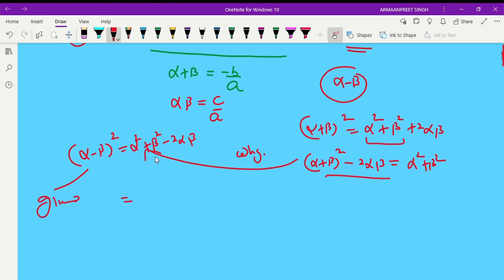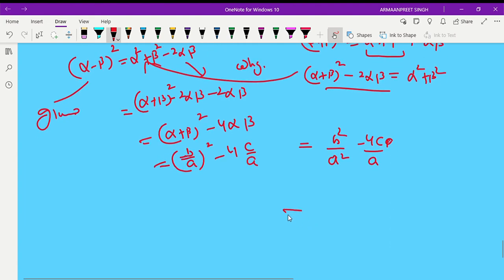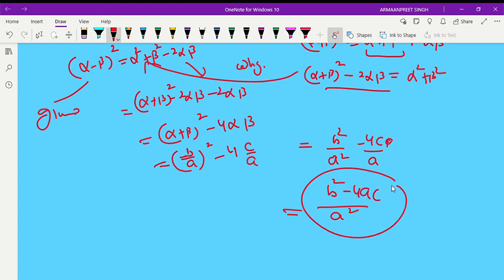So alpha square plus beta square is alpha plus beta whole square minus 2 times alpha beta. Minus 2 alpha beta is already there, so it can be written as alpha plus beta whole square minus 4 times alpha beta. And alpha plus beta in our case is minus b by a, and whole square is there. Alpha beta is c by a, so we can write b square by a square minus 4c by a, and now take LCM as a square, and you can write it like this. So this is the question.